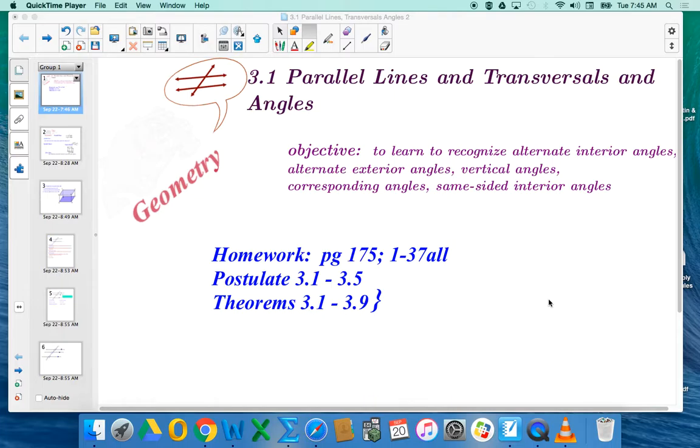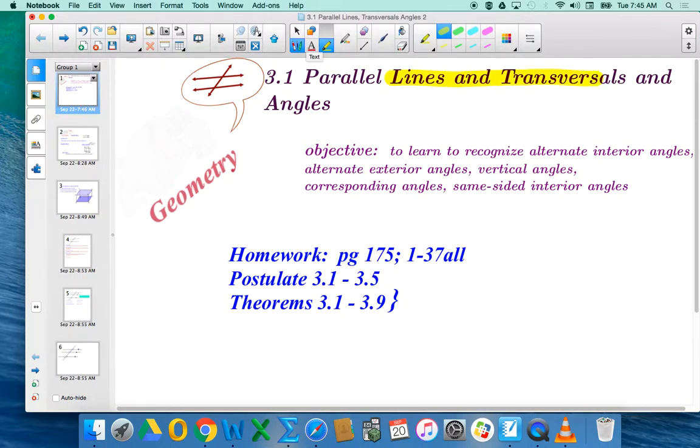I hope it's recording. All right, so today we're going to be talking about parallel lines and transversals and angles. The homework looks like a lot, but it's really easy. Page 175, 1 through 37 all.